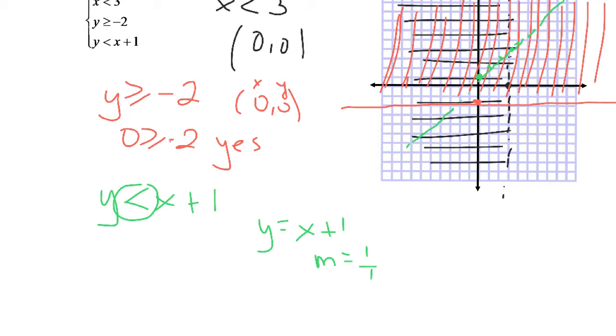It's a dashed line, so the line will look like this. Okay, it's a dashed line, the green one. Again, it's hard for you to see it. As I said, the picture's a little messy.